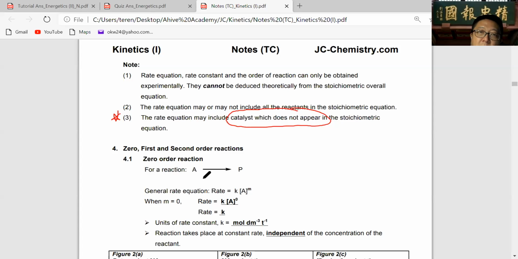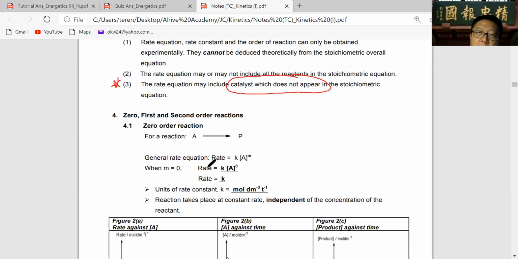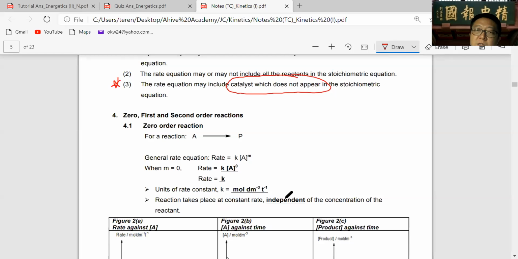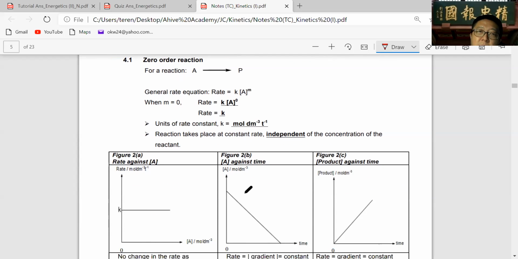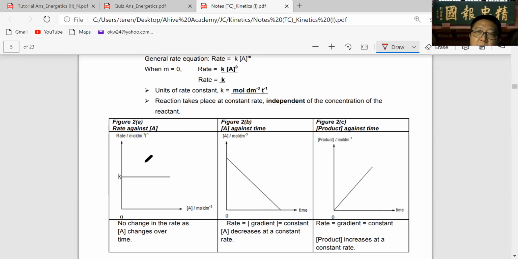Okay, now let's take a look at zero order. Zero order, you can see m equals 0, rate equals k. So no matter what happens to the reactant concentration, the rate is always the same, independent of the concentration of the reactant. No matter how much you increase the concentration, the reaction will still happen at a fixed rate. So you will probably see this plot of rate against concentration. Power of 0 means you are plotting y equals k, relating to what you have seen before.